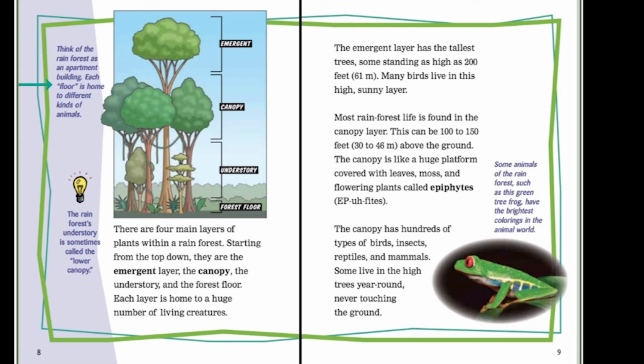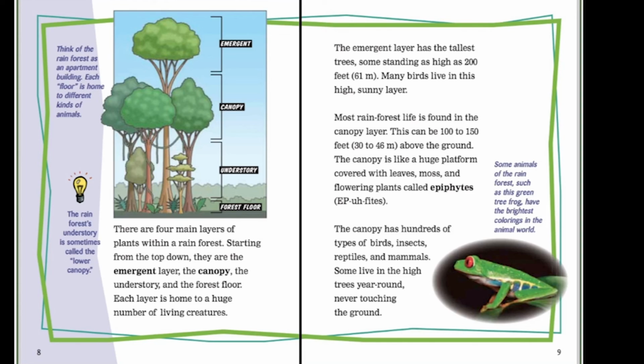Then the caption tells me, think of the rainforest as an apartment building. Each floor is home to different kinds of animals. This really helps me to understand that each level of the rainforest has its own function and its own set of animals that live there. Then there's the light bulb, which is similar to a fact box, telling us that the rainforest understory is sometimes called the lower canopy. This helps us to understand that the understory has 2 names.